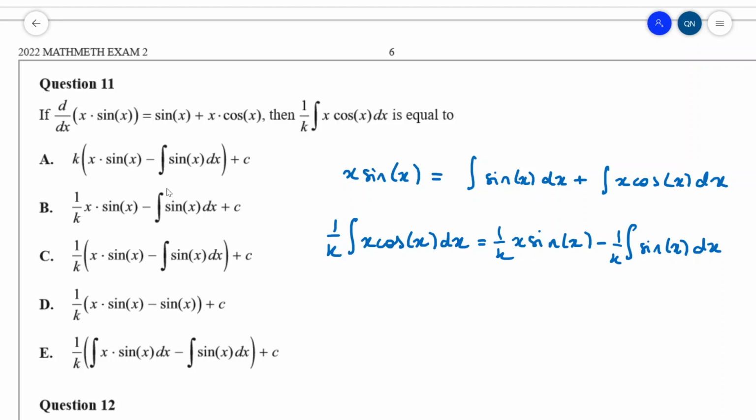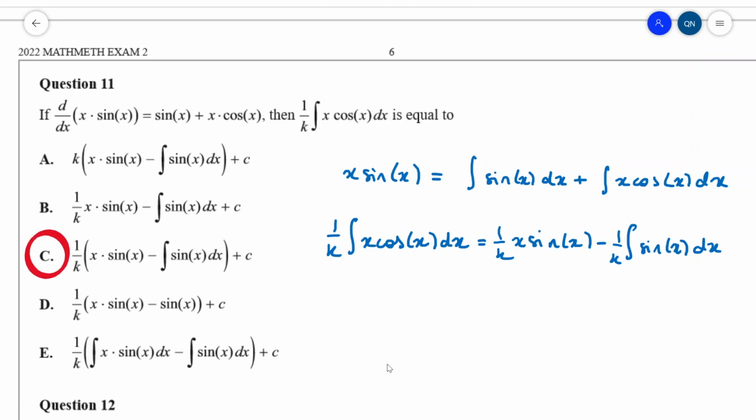So we want, let's see, A wouldn't work because we want 1 over k, not k. B wouldn't work because we want a 1 over k in front of the integral of sine, whereas this doesn't have it. C looks like the correct answer because we have 1 over k multiplied in everywhere. D wouldn't work because the integral of sine, first of all, is negative cosine, but this just leaves it as sine, and E wouldn't work either. So it's going to be option C.